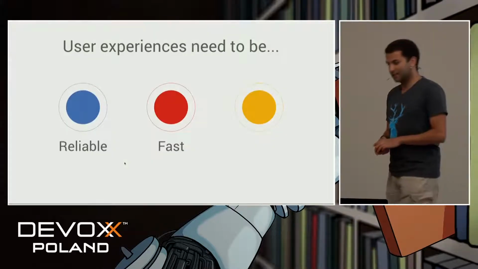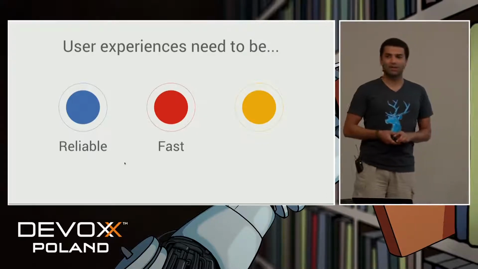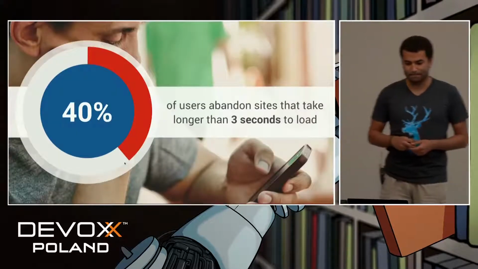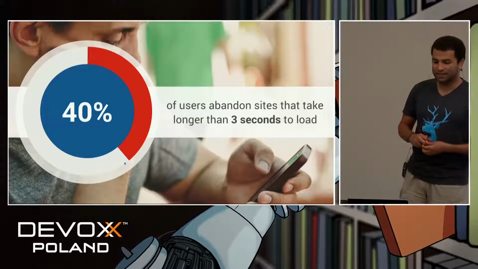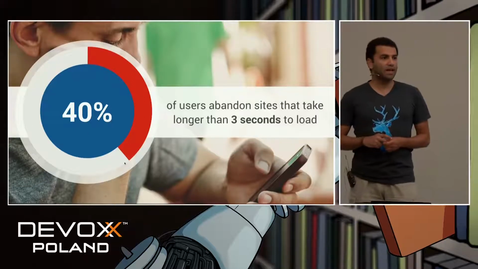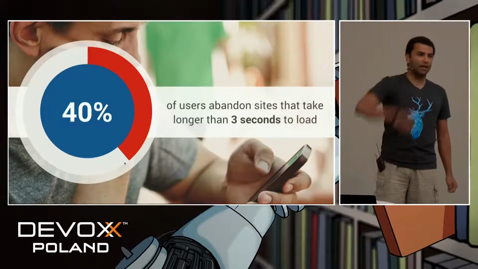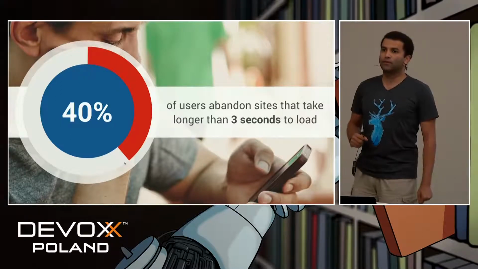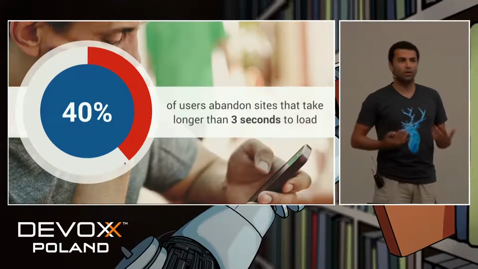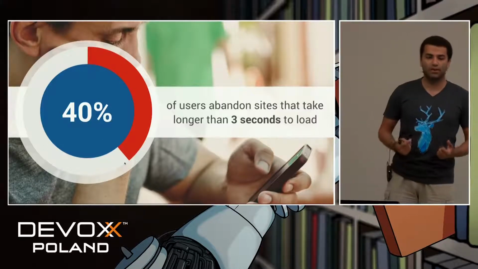But the second part is fast. As I explained, the user doesn't really care if your app is written in Kotlin or Objective-C as far as it's fast. And again, from a statistics point of view, we know that users will leave your website if it takes more than 3 seconds to load. So showing this loading indicator is kind of a burden for the user, and it will be a key decision for them whether they are going to continue on your site or not.